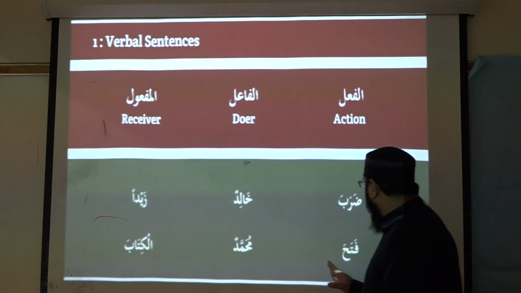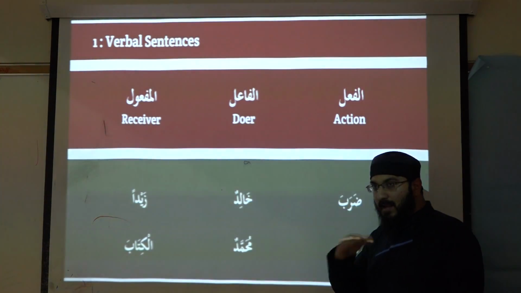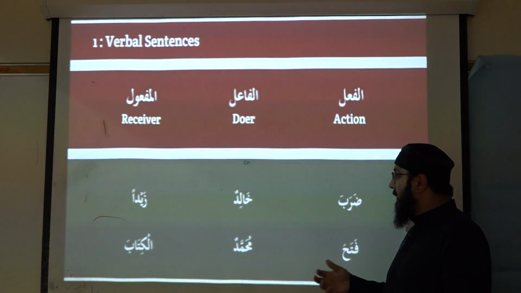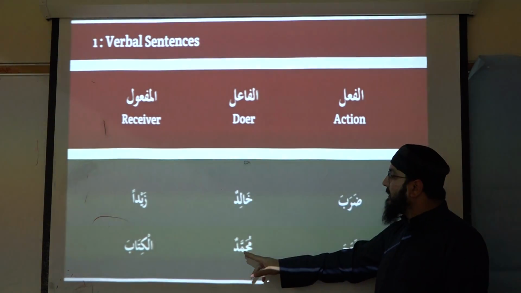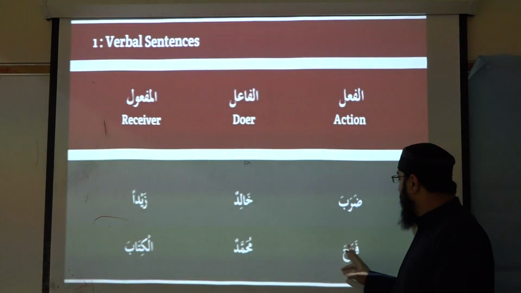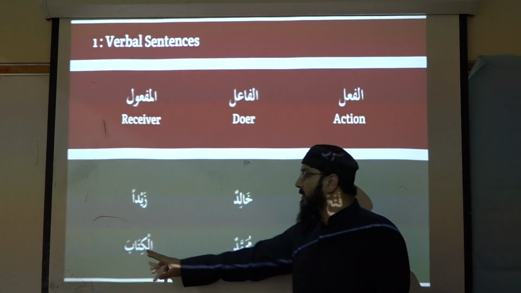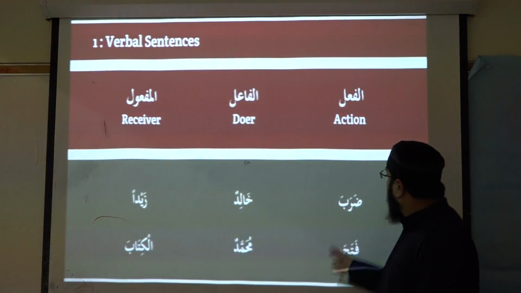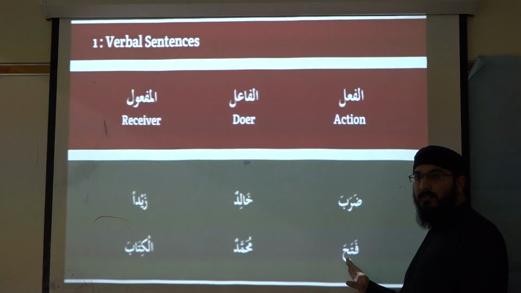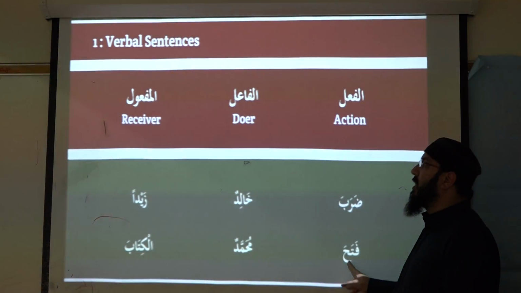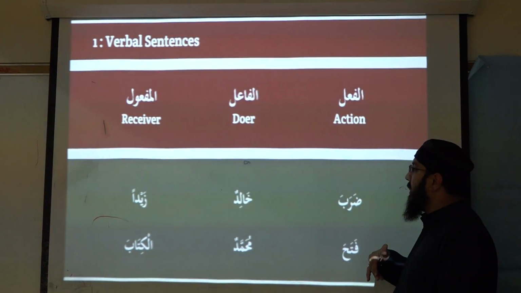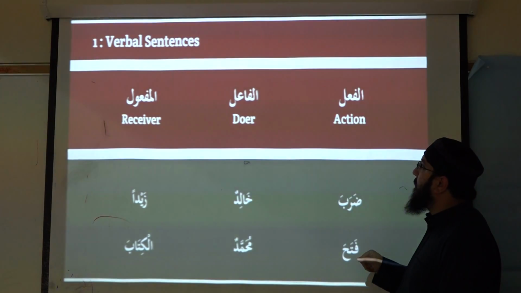So if we translate it, in English we always start with the subject first. So we're gonna say Muhammad opened the book. Okay? These are also in past tense. These are past tense verbs. We're gonna look at present tense in the coming slides.